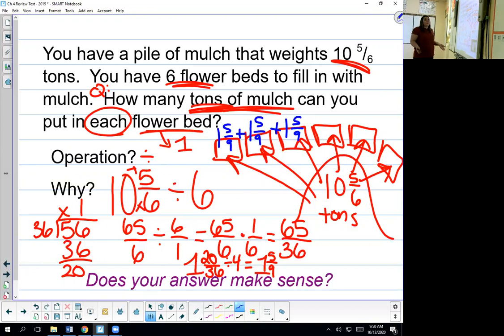So that sounds reasonable. If you did it the other way around, you would have a number larger than 10 and 5/6, and that doesn't make any sense, because that's all you have. You can't put more in a mulch bed than what you actually have. Okay, so that one is division.